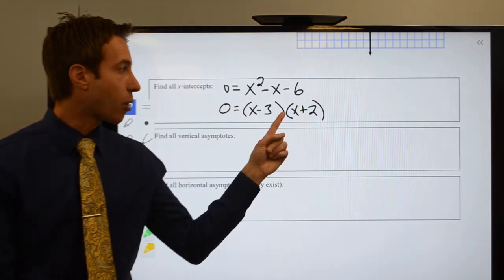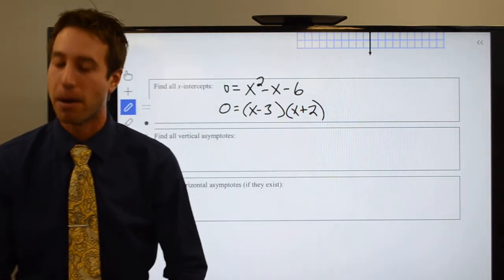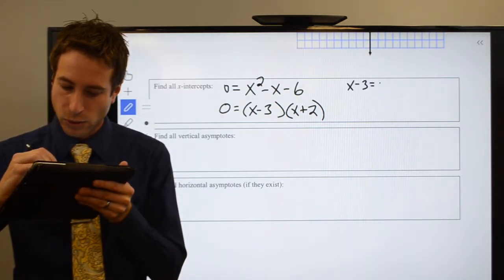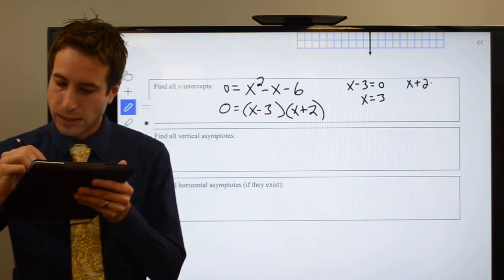Now, the zero product property lets me set both of those equal to 0, split them up, and solve them each. So I have x minus 3 is equal to 0, which means x is equal to 3. I have x plus 2 is equal to 0, which means x is equal to negative 2.